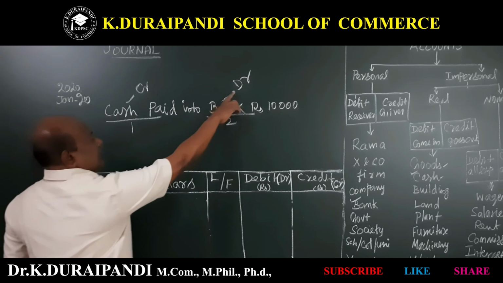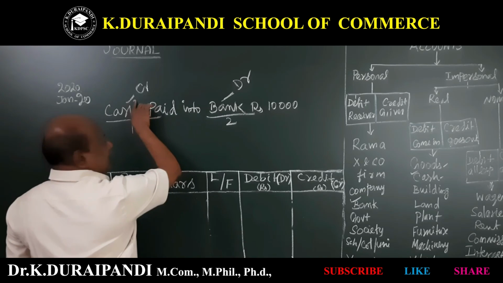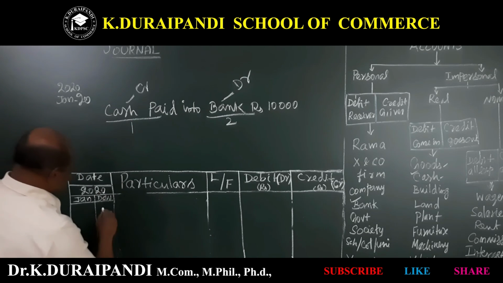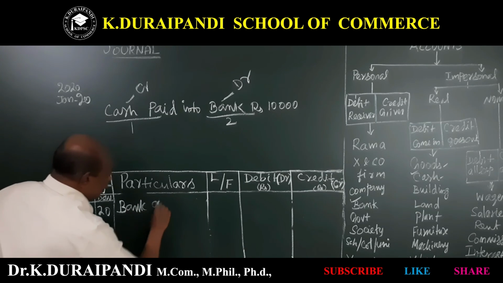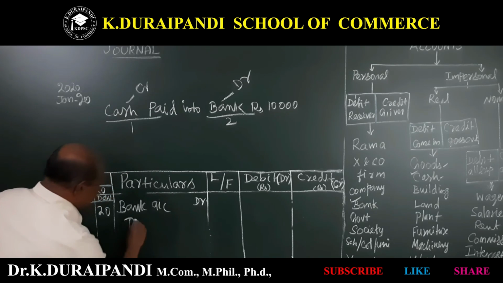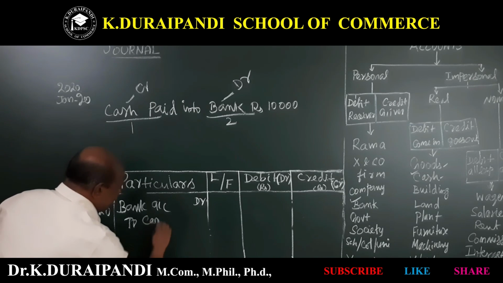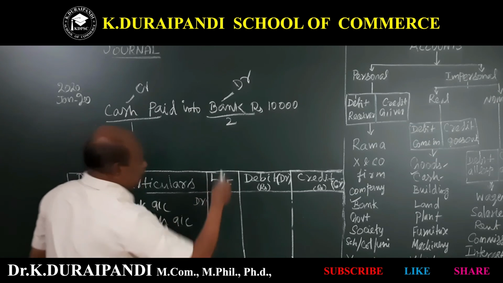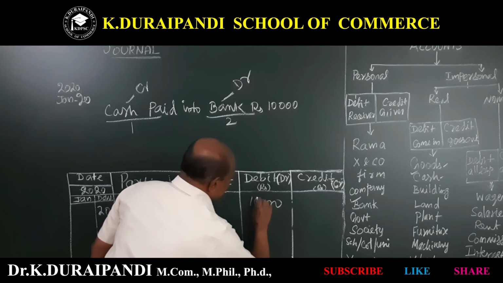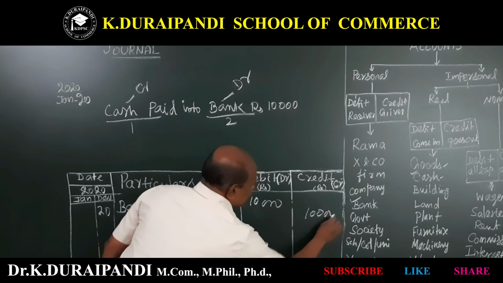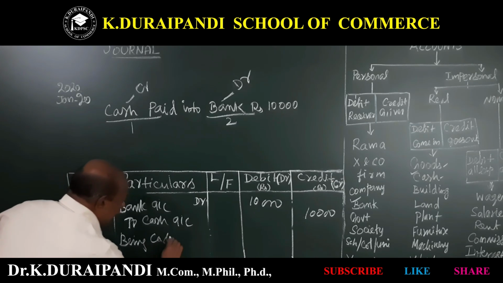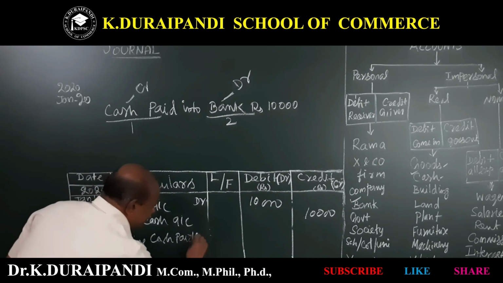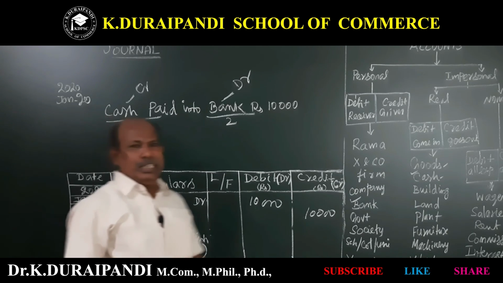Write the journal. First write in the debit column, then in the credit column. Here the date may be the 20th. Bank account debtor to cash account. Amount 10,000 rupees, here also 10,000. Being cash paid into bank. That is the narration.